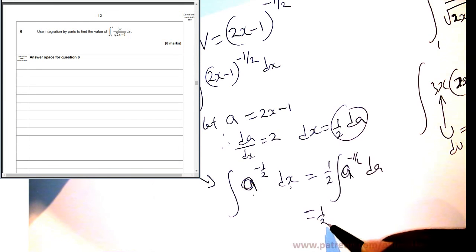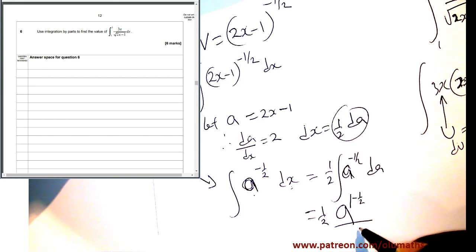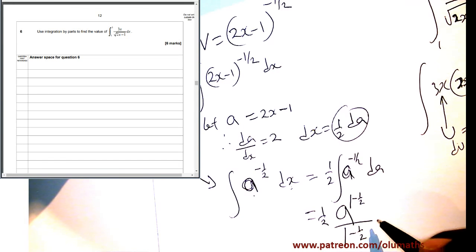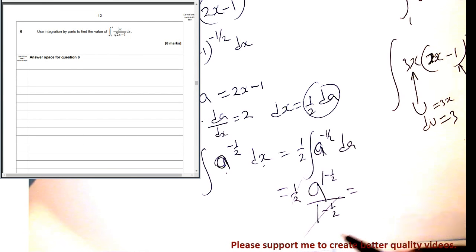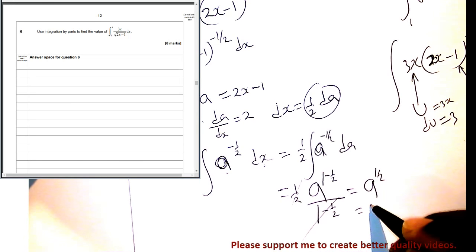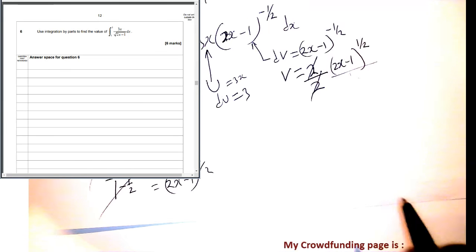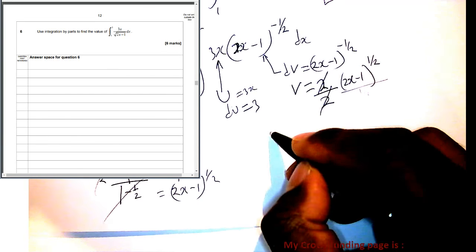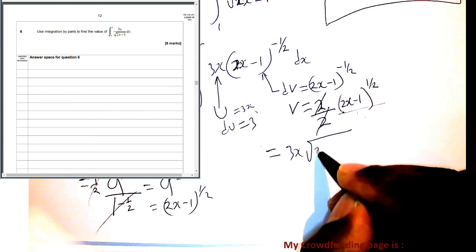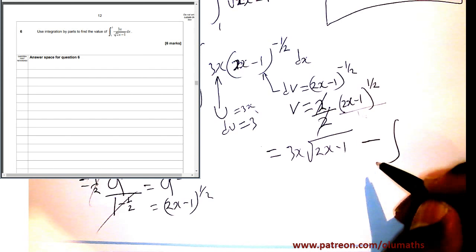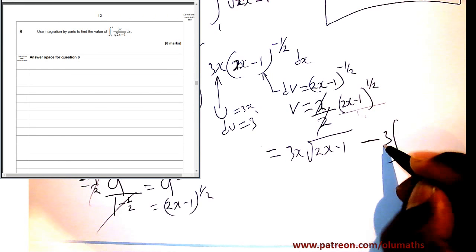And if you're integrating anything, it's only about you adding 1 to the power. So that's 1 plus negative half, dividing by the new power, 1 plus negative half. And that gives you 1 minus half, which is half. So half cancels half. That leaves you with a to the power half, which is (2x minus 1) to the power half, or square root of 2x minus 1. So we now have v. Using integration by parts, this becomes u times v. So that's 3x times root 2x minus 1 minus the integral of v du, where v is that and du is 3. So du has made life so easy for us now.